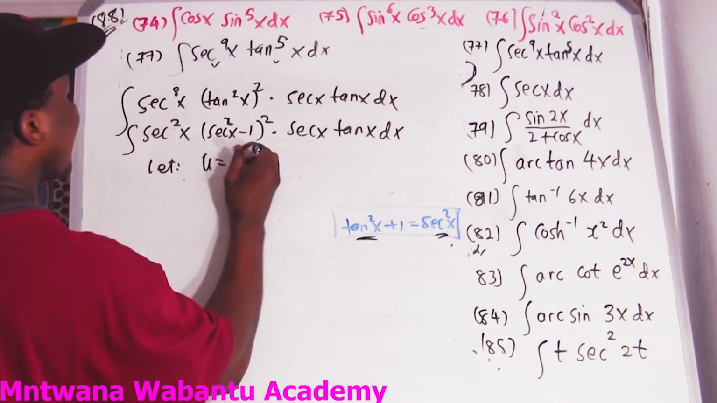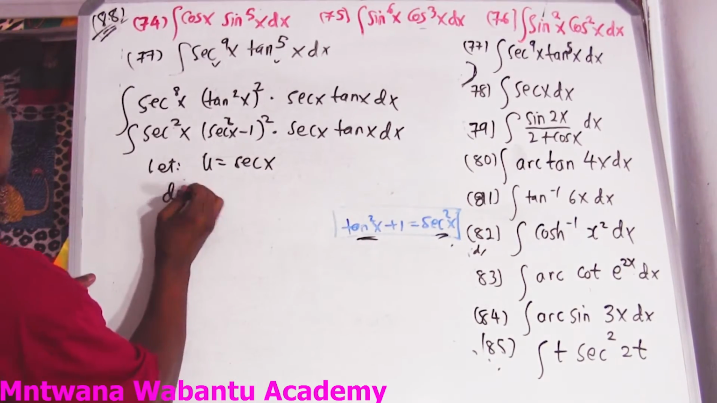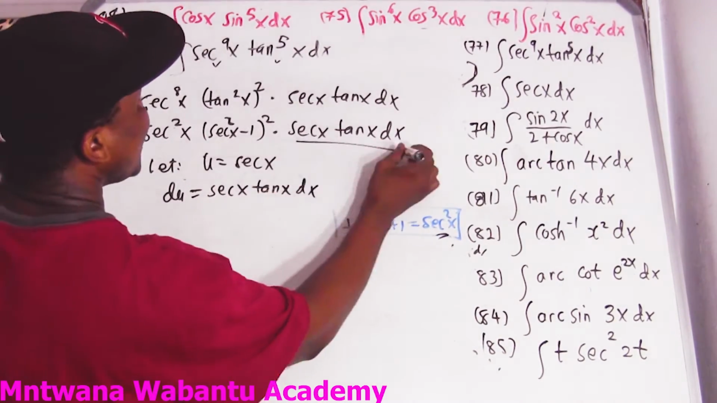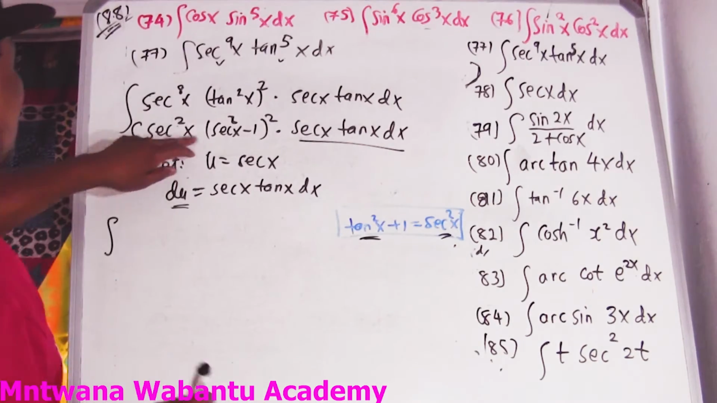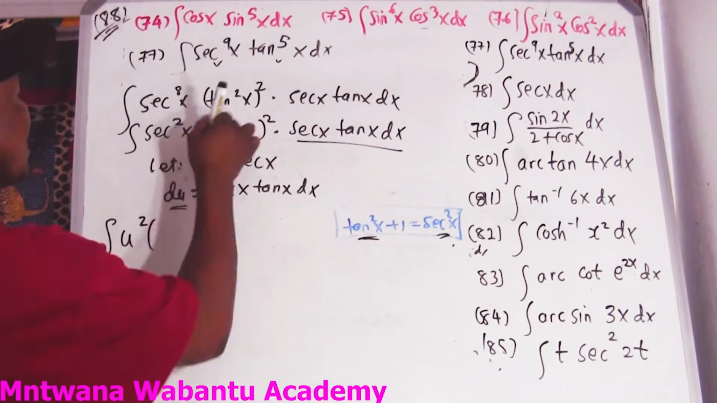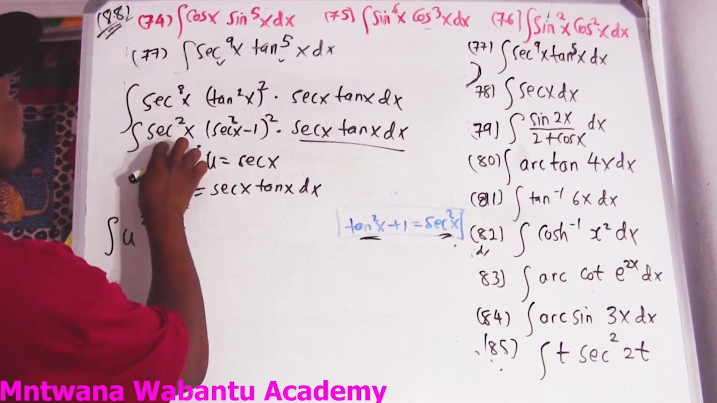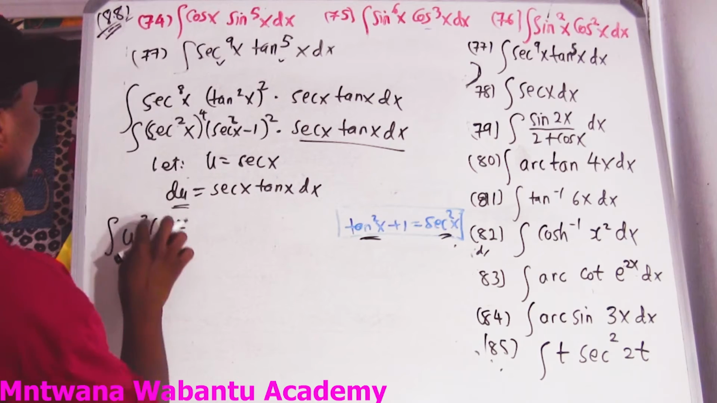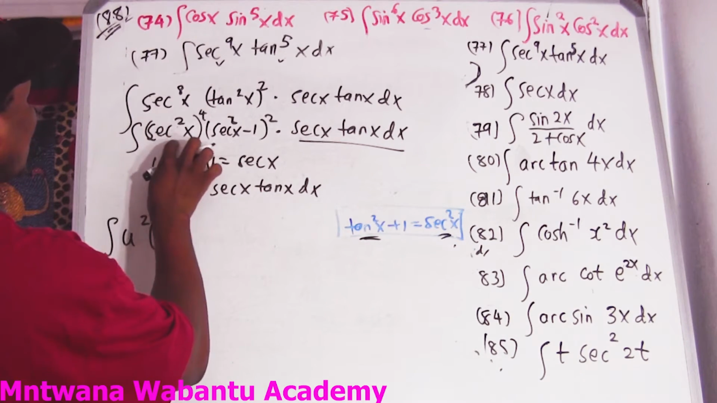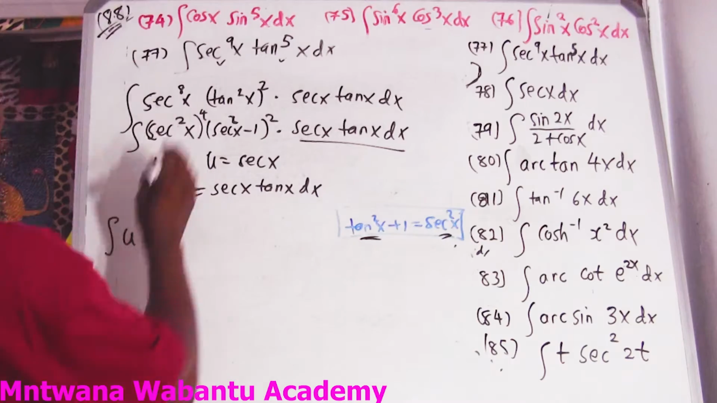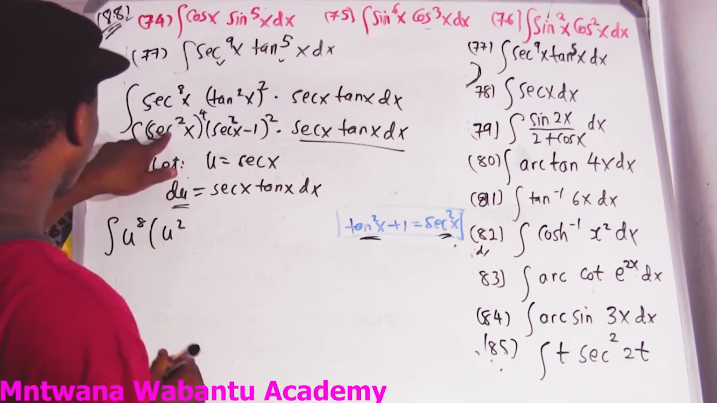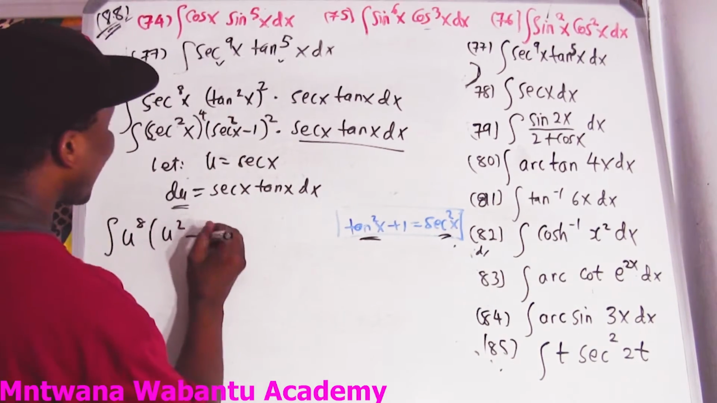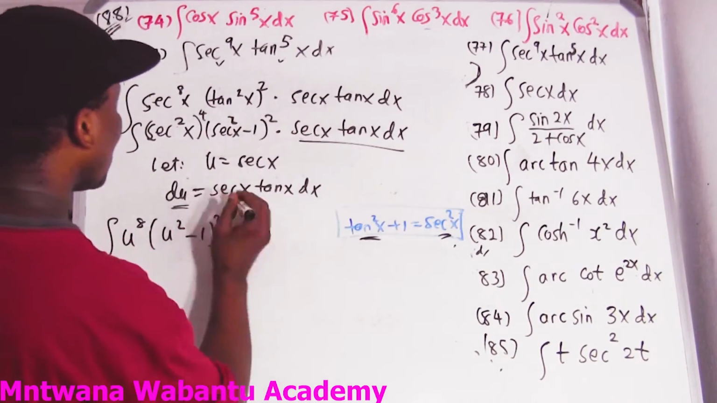Okay, let u equal to sec x, because if you differentiate this, it's going to give us sec x tan x dx. So this equals du. So it's the integral, and this equals u. So it's going to be u squared, and this is going to be u squared. Oh, power 4, yes, power 4. So u squared to the power 4 means u to the power 8, because 2 times 4 equals 8. Then it's going to be u squared minus 1, then squared, and all of this equals du.